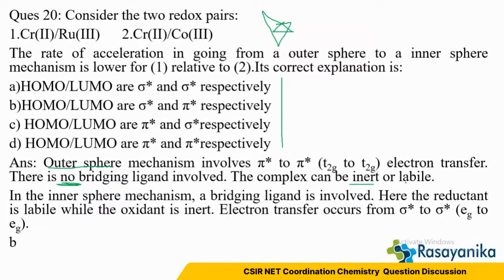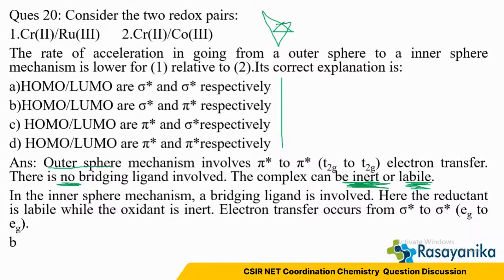The complex can be inert or labile. So what do we mean by inert and labile? Basically, a complex is said to be inert when it doesn't exchange its ligands easily. It will not exchange, or it will exchange very slowly. The rate will be very slow, while for the labile, the exchange of the ligands is fast. That is how the complex becomes labile.